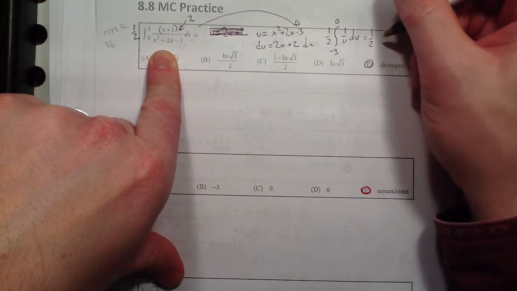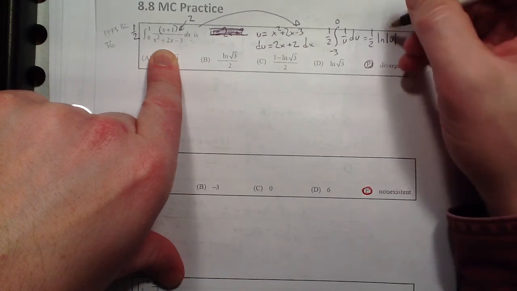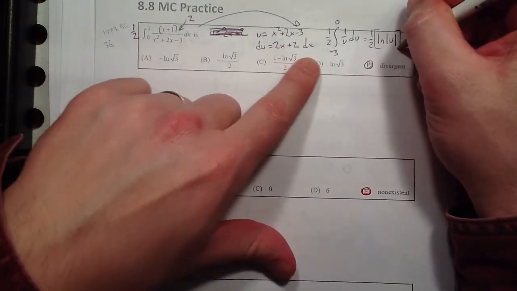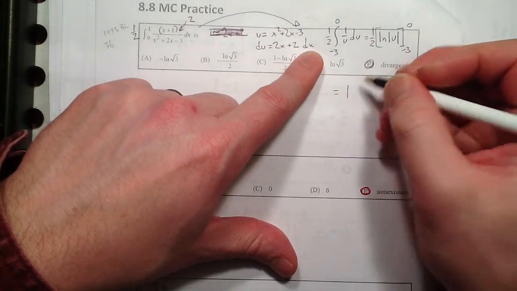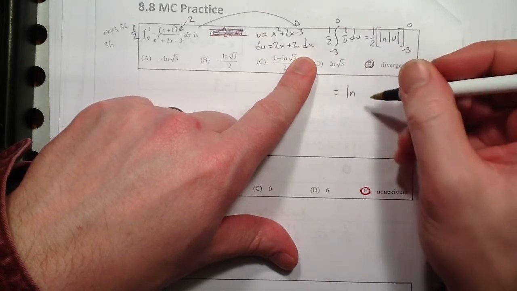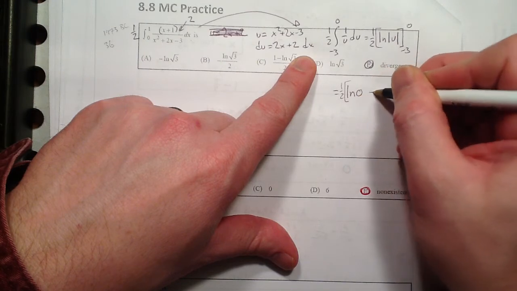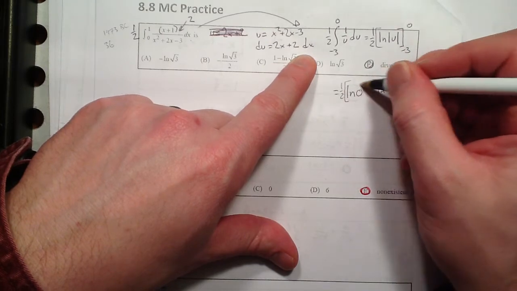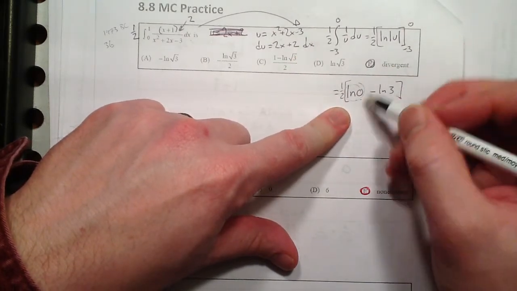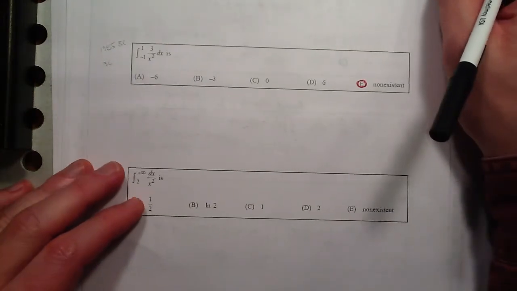So that's 1/2 times natural log absolute value of u from -3 to 0. And that's 1/2 times natural log of 0 minus natural log of 3. Notice the 3 gets made positive, but this is negative infinity, so it's divergent. You will get the same thing if you do the AB game. Alrighty.